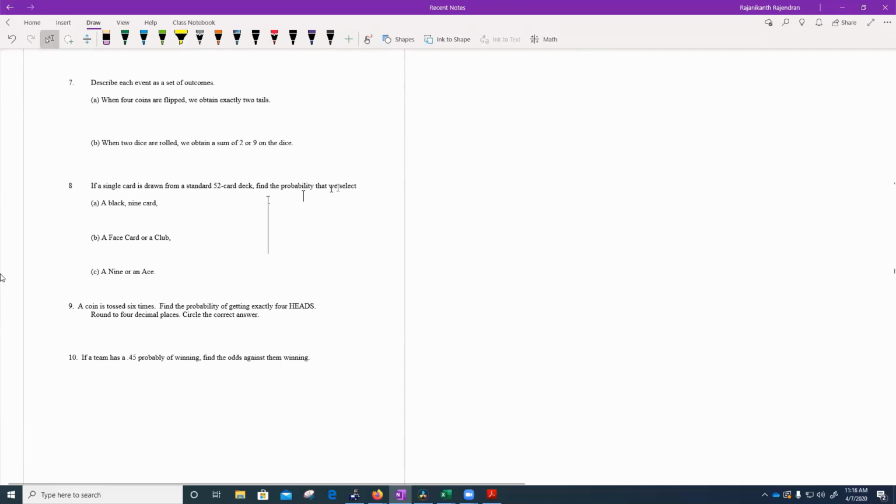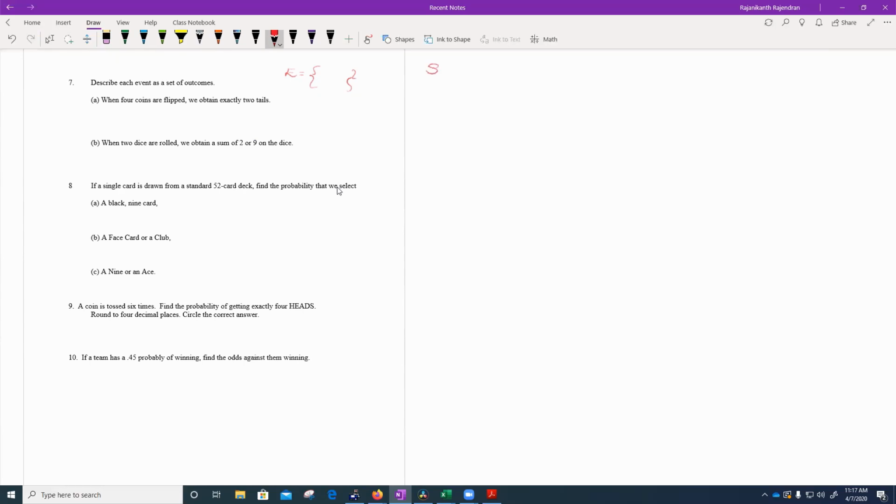Number 7. Describe each event as a set of outcomes. So you need to describe the event in set notation, right? So you need to write the answer in this format. So I introduce the letter E as my event. You have to write the outcomes inside the set notation, right? When 4 coins are flipped, we obtain exactly two tails.